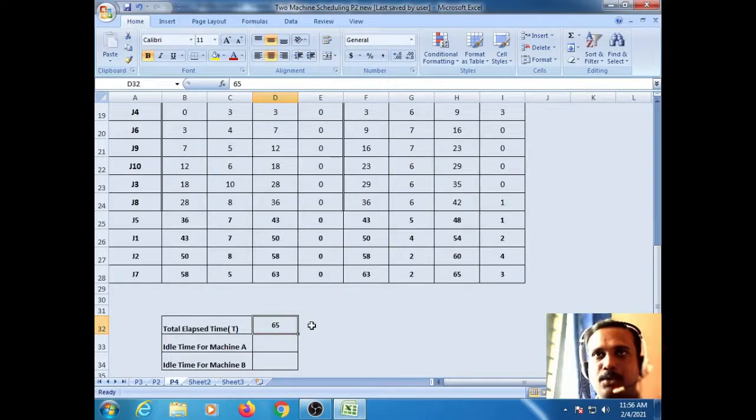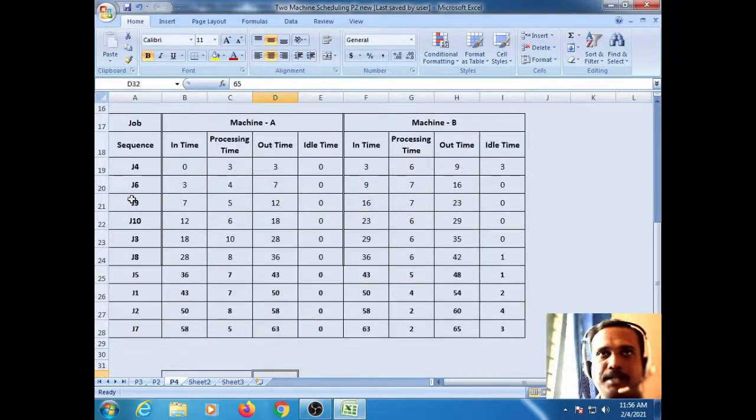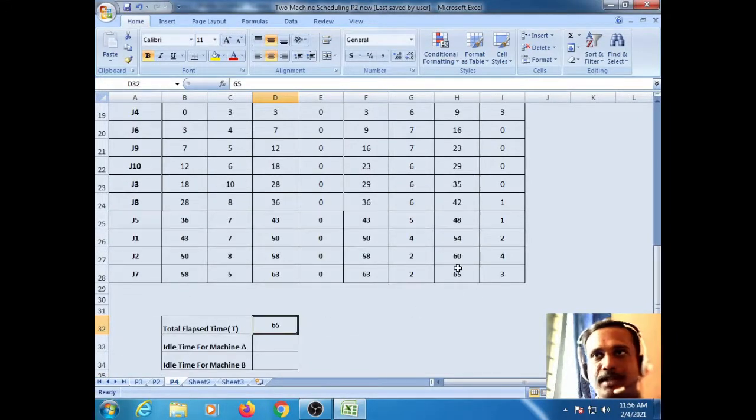So why do we have to calculate the job sequence? To decrease the total elapsed time, that is, to decrease the time taken to process all the jobs on two machines. That's why we calculate the job sequence. According to the job sequence, we process all the jobs on two machines, and then we get the total elapsed time. So according to this problem, we have found the total elapsed time.